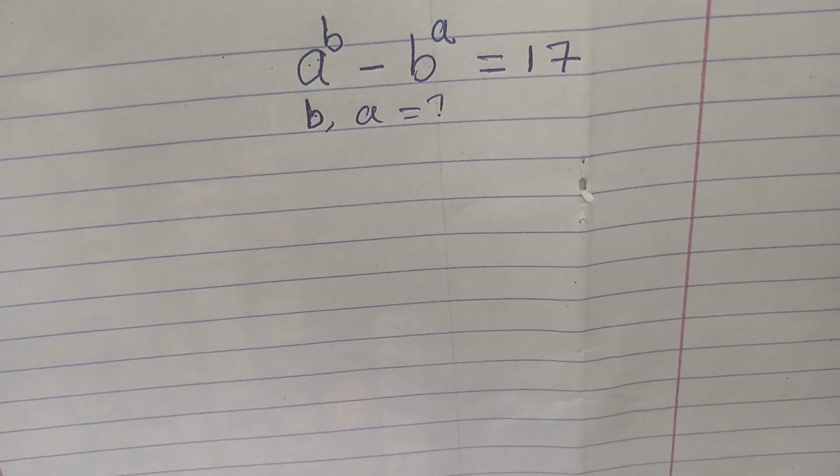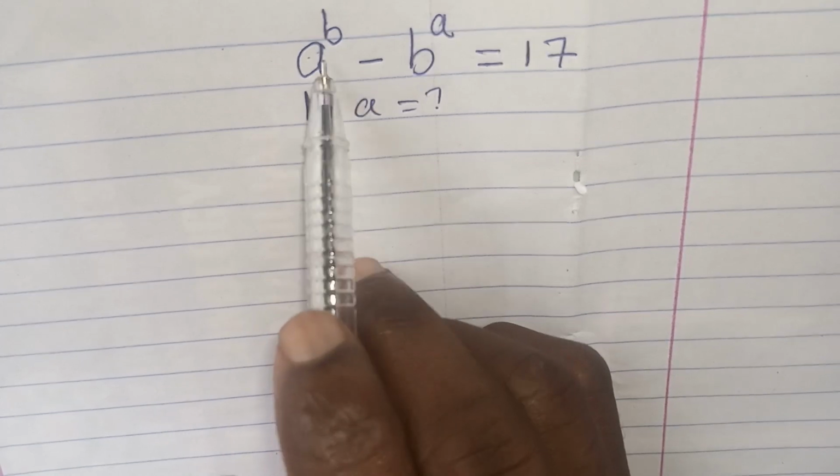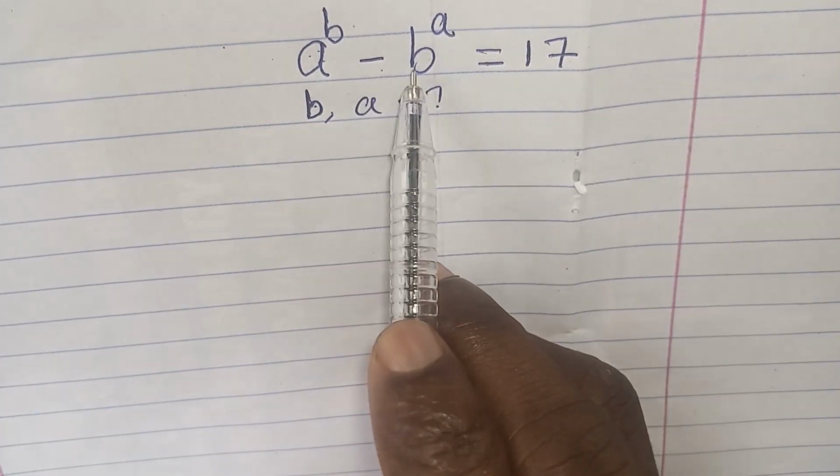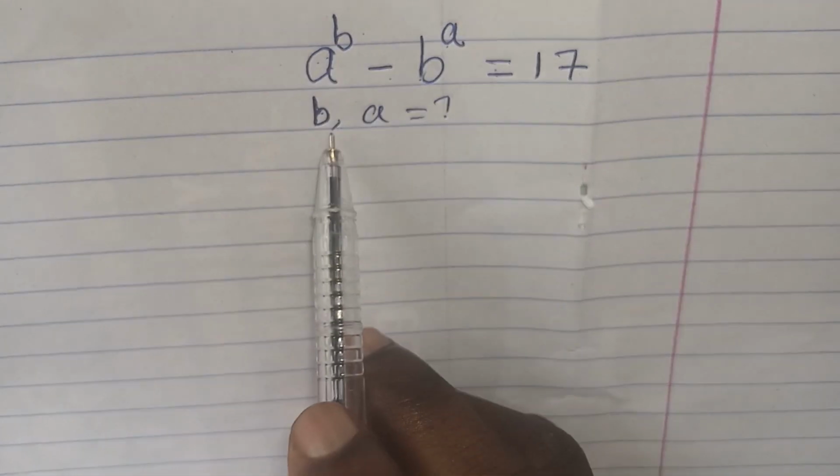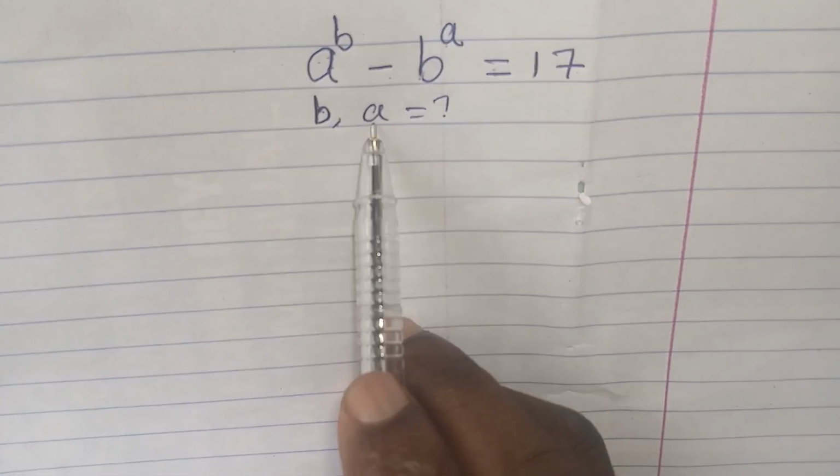Here comes another series of challenge which reads a to the power of b minus b to the power of a is equal to 17. So we are looking for the possible values of b and a.